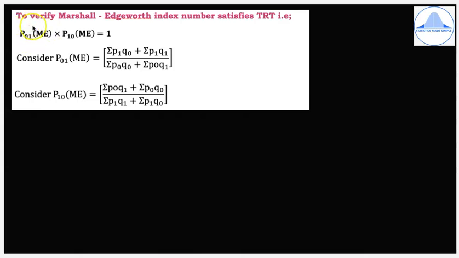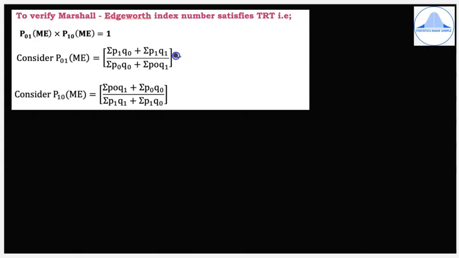Next, we have to show that the Marshall-Edgeworth index number satisfies TRT. So the condition is P01 of ME into P10 of ME is equal to 1. Remember that for the time reversal test and for the factor reversal test, we don't multiply by 100. So first write the P01 of ME formula. That is, the first part is last year's without the 100. Then put a plus in the numerator, plus in the denominator. And then you have Pasch's without the 100.